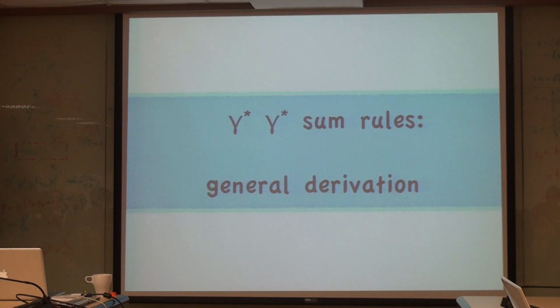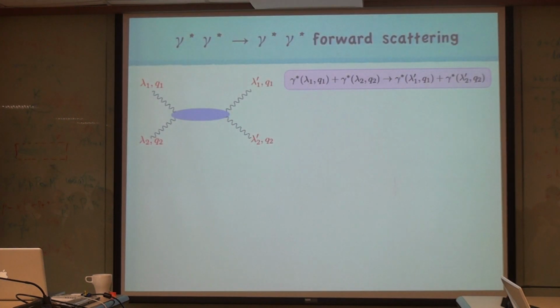A very strong, model-independent theoretical tool is sum rules, so they can tell you a lot. I would like to give you some ideas on some recent developments on these sum rules for 2 photon fusion processes. Let me start with the simplest of these processes, namely the scattering of 2 photons, here with momenta Q1 and Q2, helicities lambda 1 and lambda 2, into 2 other photons with the same momentum. This is so-called forward scattering.